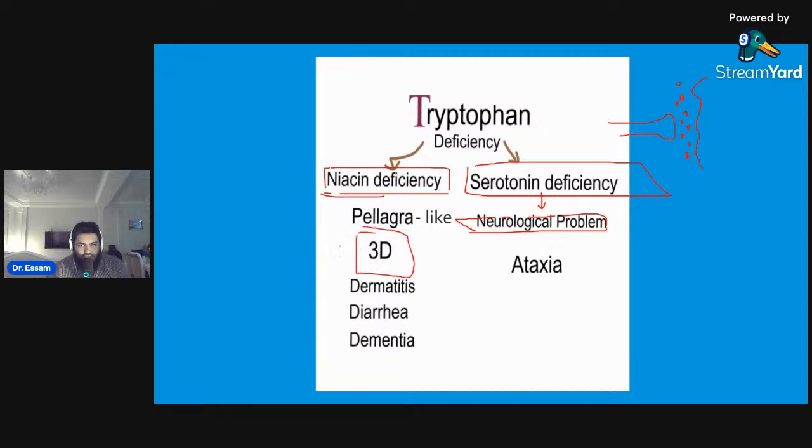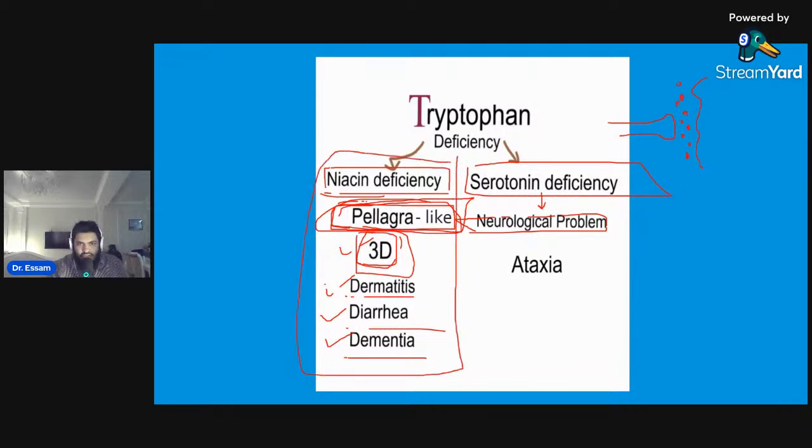Due to lack of niacin, there are 3D symptoms. We call it 3D symptoms: dermatitis, diarrhea, and dementia. Okay. So these 3D symptoms occur in one more disease which is called pellagra. So pellagra is a different disease, and this Hartnup's disease is a different disease. So don't get confused. That's why we are saying pellagra-like symptoms. Okay, so the symptoms in this disease are pellagra-like symptoms, in which we see 3D: dermatitis, diarrhea, and dementia. So because of niacin, we see 3D, and because of serotonin, we see ataxia.